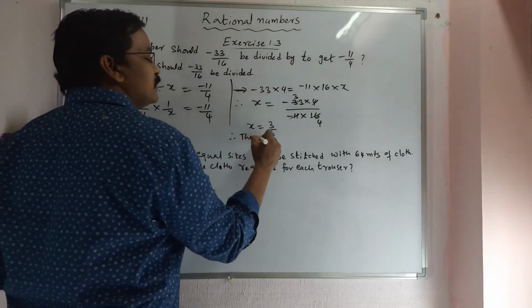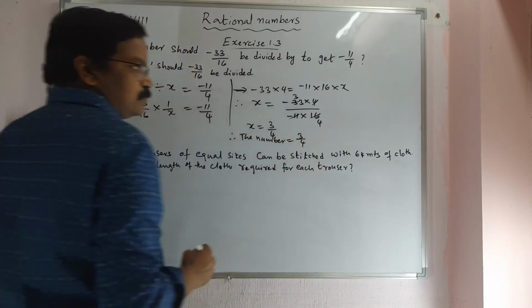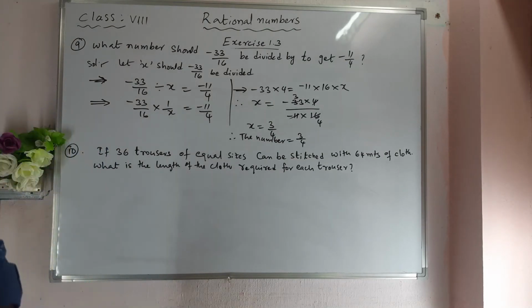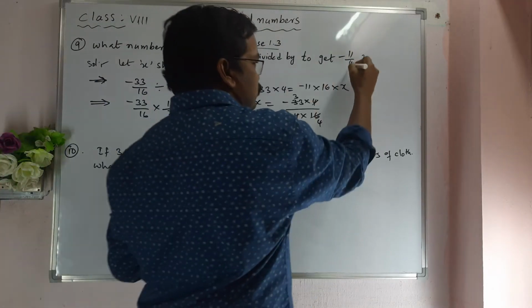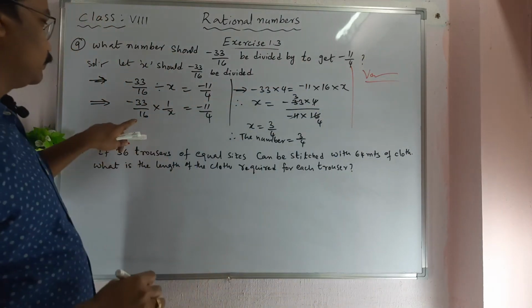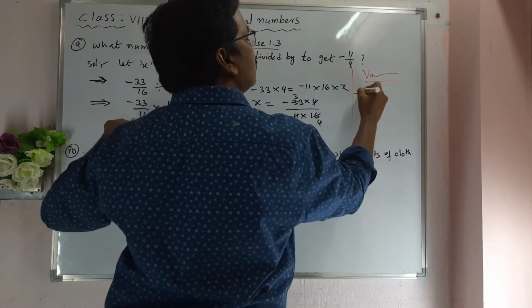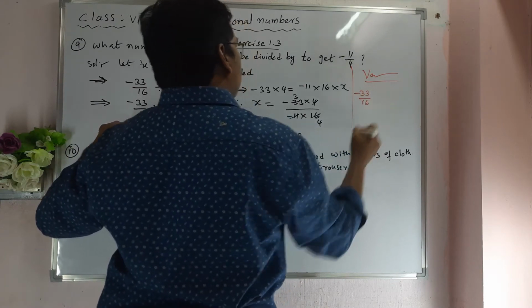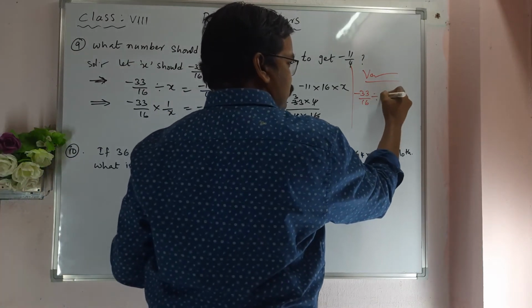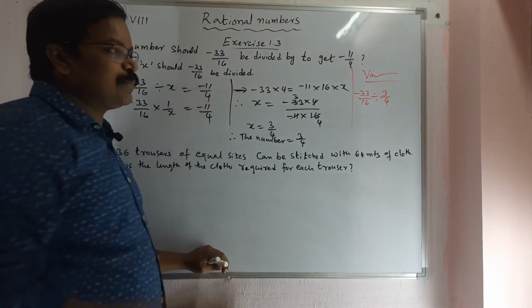Therefore the number is equal to 3 by 4. Let us do verification, my dear students. In the verification, this minus 33 by 16 should be divided by 3 by 4. That result should be equal to minus 11 by 4.